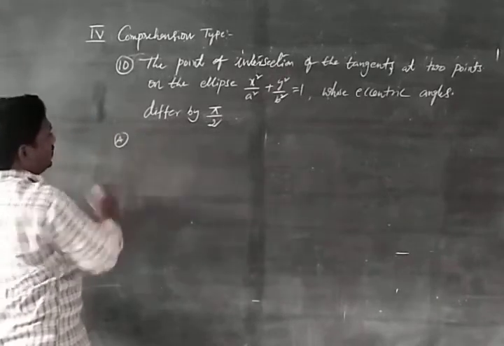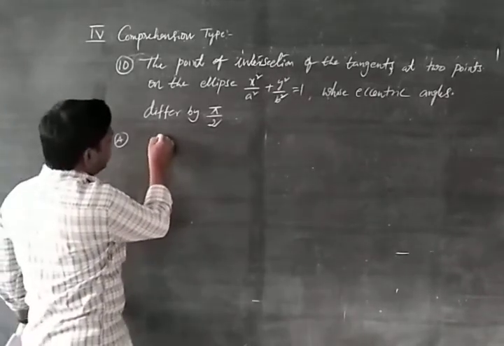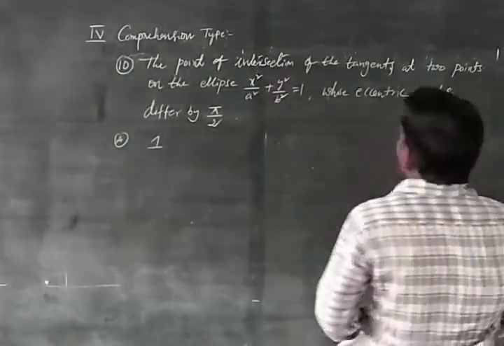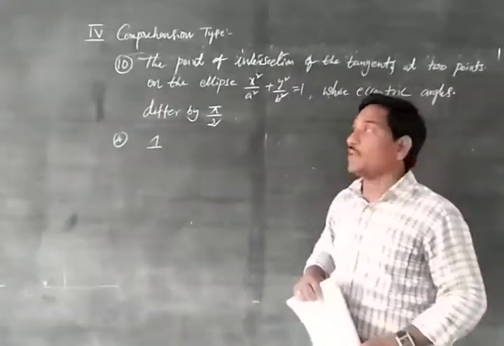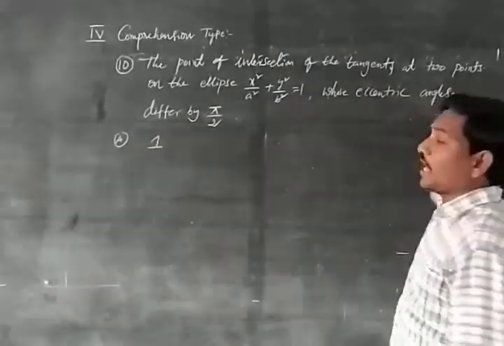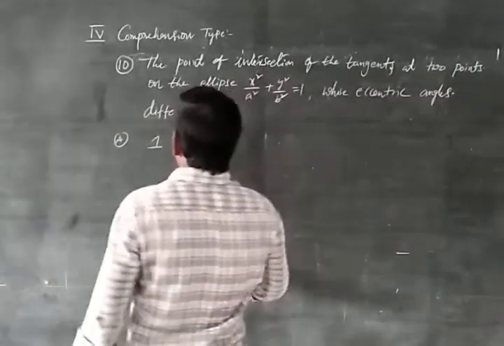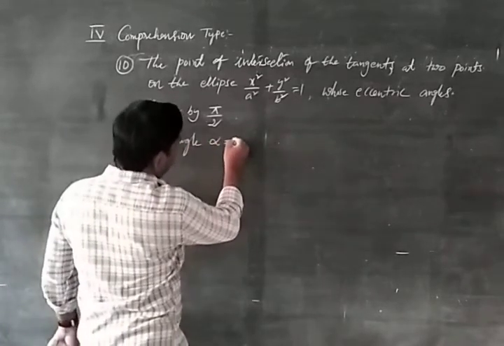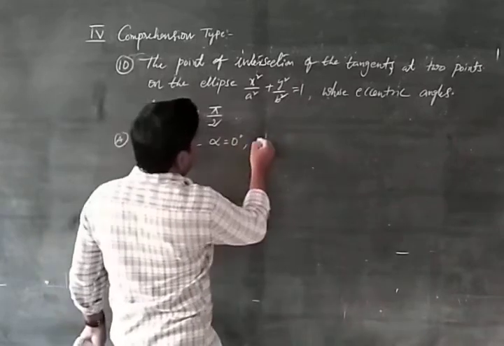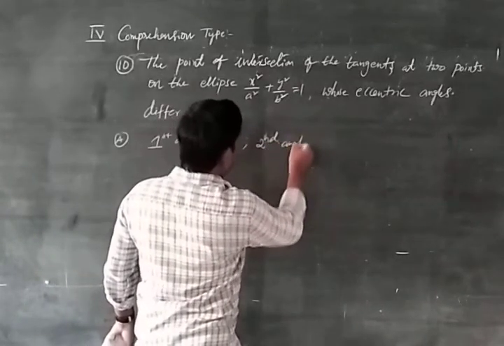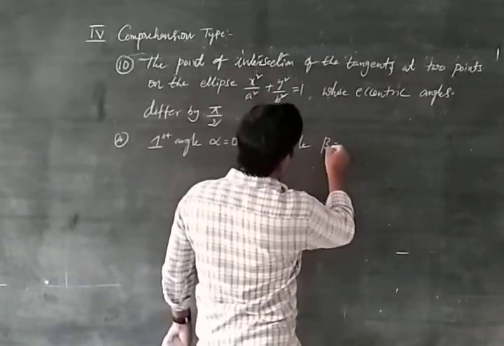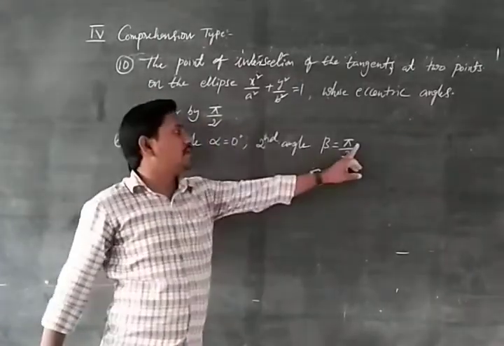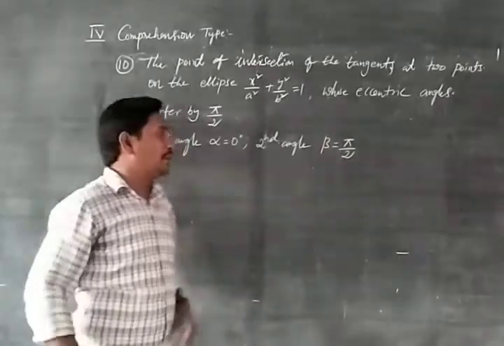Okay, take the answer. The point of intersection of the tangents at two points on the ellipse x square by a square plus y square by b square equal to 1, whose eccentric angles differ by 5/2. We have to know that. First angle, alpha equal to 0 degrees. Second angle, beta equal to 5/2. Why? Because they differ by 5/2. 0 degrees, what is the difference between 0 and 5/2? It is the 5/2. Okay.